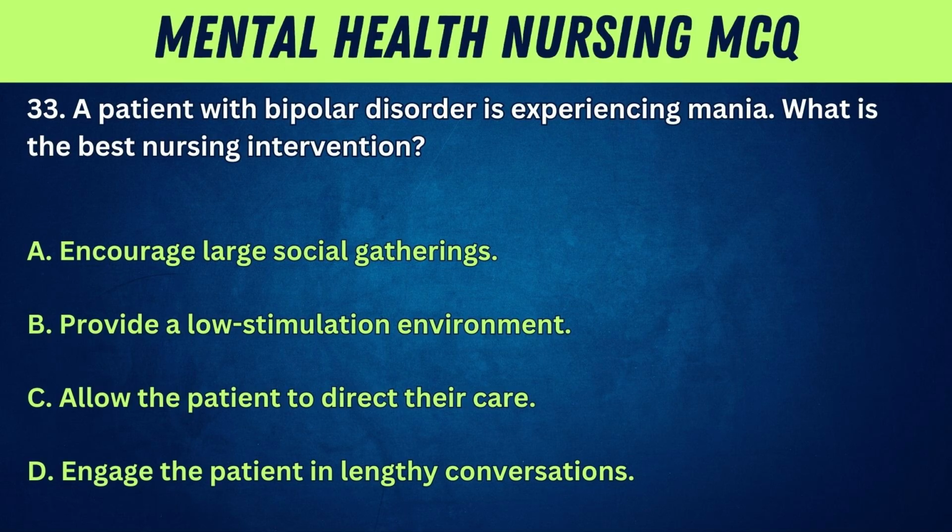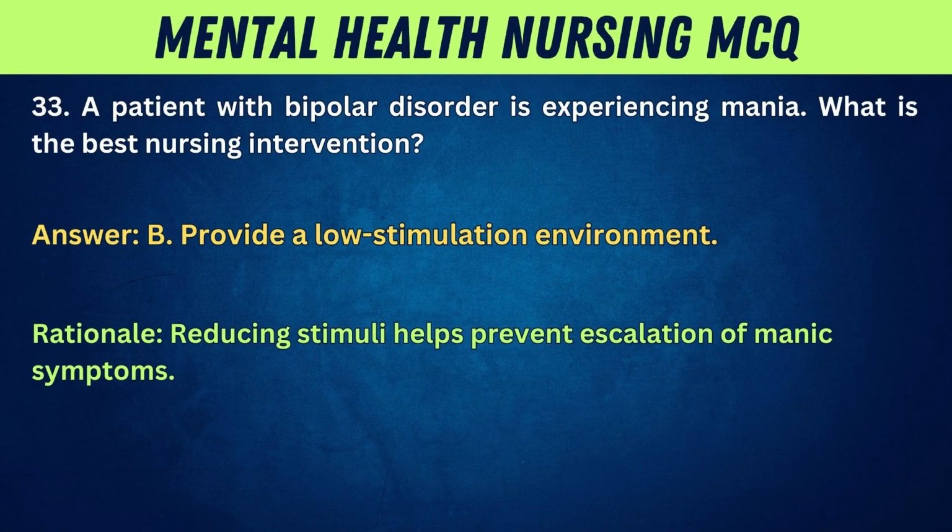33. A patient with bipolar disorder is experiencing mania. What is the best nursing intervention? A. Encourage large social gatherings. B. Provide a low-stimulation environment. C. Allow the patient to direct their care. D. Engage the patient in lengthy conversations. Answer: B. Provide a low-stimulation environment. Rationale: reducing stimuli helps prevent escalation of manic symptoms.